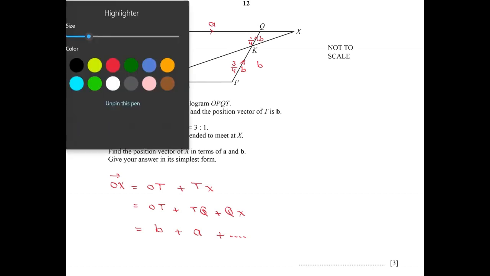To find QX, you have to know that these two triangles are similar: the triangle KQX and the triangle KPO. If these two triangles are similar, they must have the same ratio. The ratio between PK and KQ is 3 to 1. Then the ratio between OP and QX should be 3 to 1.